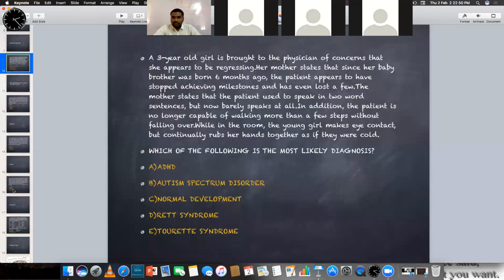Archana saying it's Rett syndrome. There's Swapna saying that it's Rett syndrome. There's Amina saying it's Rett. Anybody would like to challenge this answer? Everybody's saying it's Rett syndrome. It's pretty straightforward. She's regressing back, so it's Rett syndrome. Okay, so I don't think we'll have a discussion on this. Do we have to? Everybody got this, right?